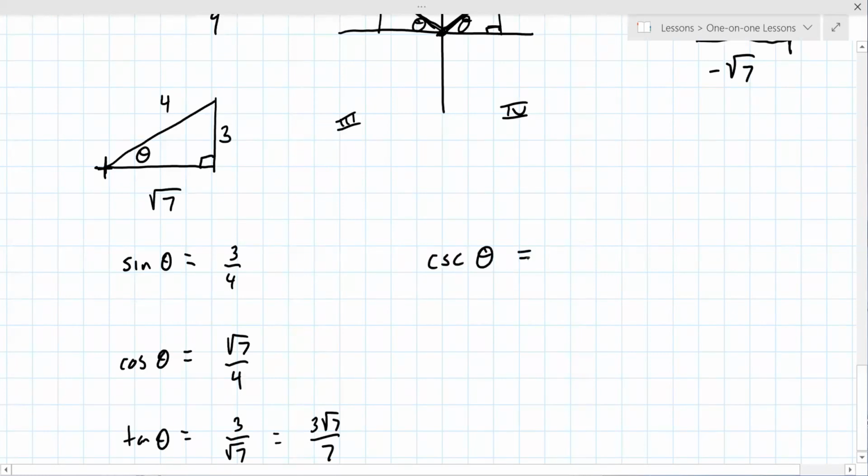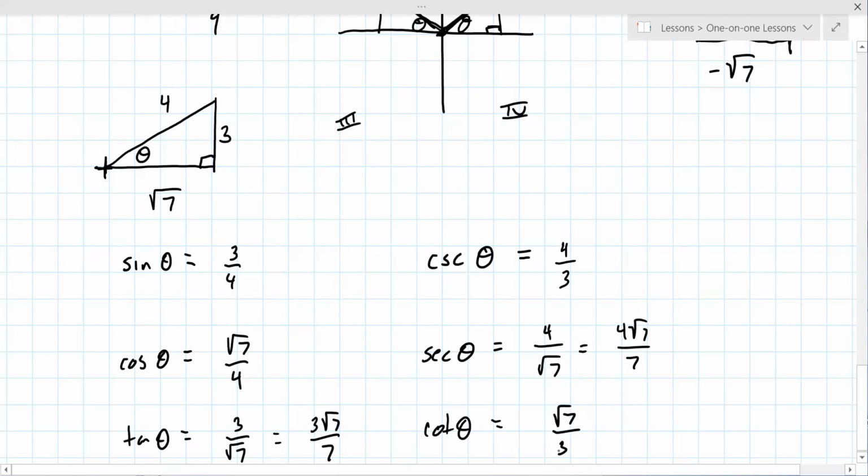Cosecant theta is the reciprocal of sine. Okay, 4/3. Secant theta is the reciprocal of cosine. That's 4 over square root of 7, which is 4 square root 7 over 7. Cotangent theta is the reciprocal of tangent. You have two choices here. If you use this one on the left, it becomes a lot nicer. It's just square root of 7 over 3.